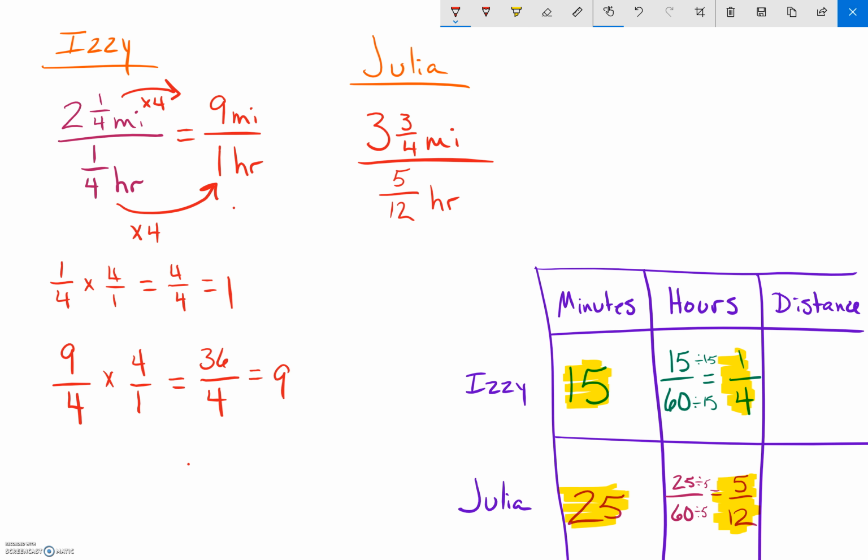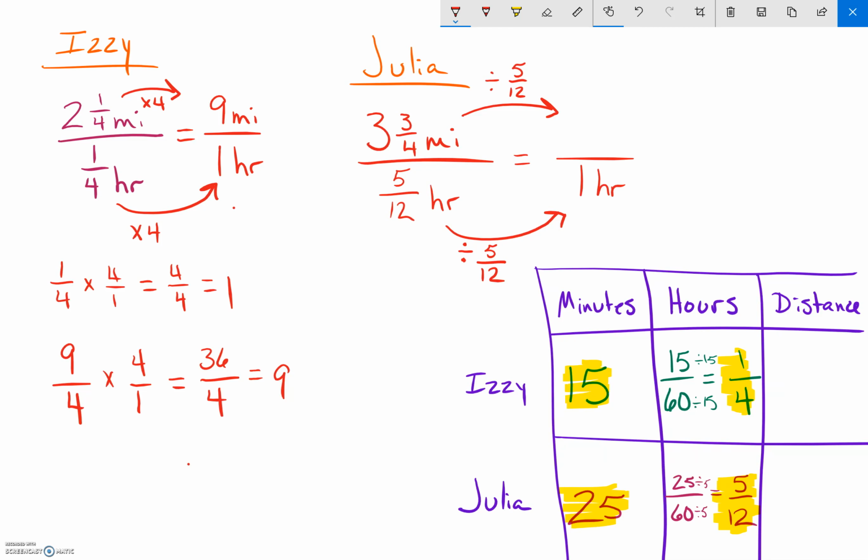Julia. Now, we can't do what we just did as easy with Julia because we don't know what to multiply 5/12 by to get 1. But you can keep in mind the rule that anything divided by itself is 1. So instead of multiplying, let's divide here. Let's divide by 5/12 because if you divide anything by itself, you get 1. So 5/12 divided by 5/12 is going to be 1 hour.